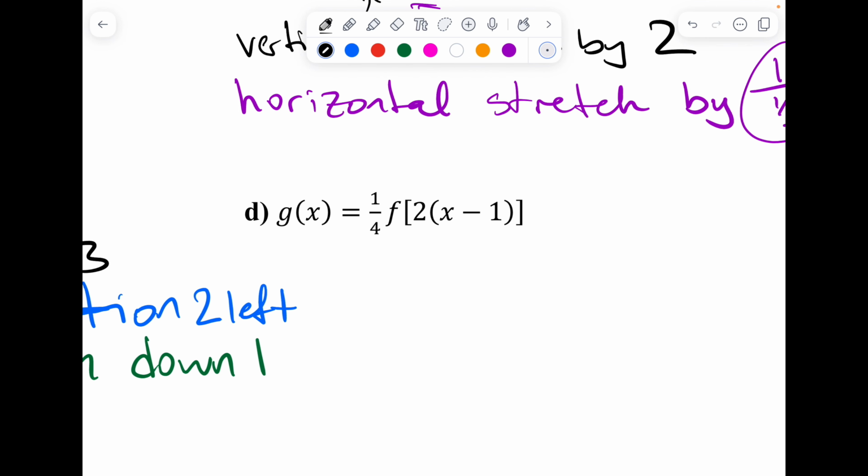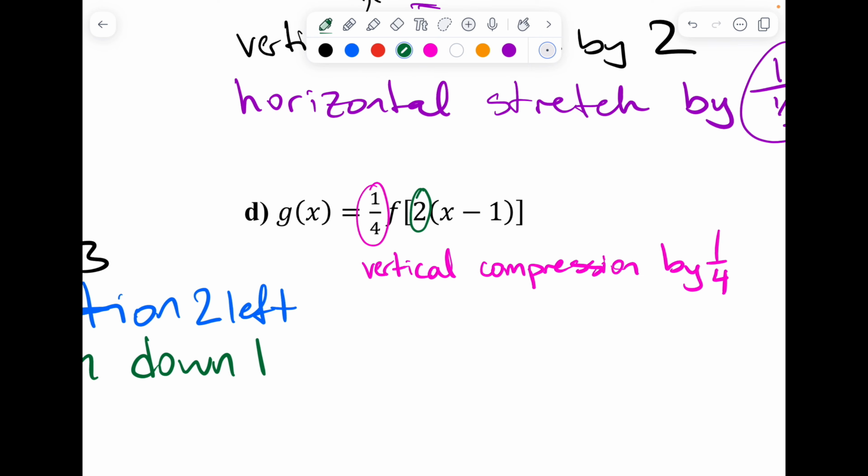So there's a few things. So first, let's deal with this 1/4. Well, the 1/4 is multiplying the whole function. So it's vertical. With the vertical things, it's exactly what it looks like. So because it's a quarter between 0 and 1, it's a compression by a quarter. Okay, let's look at the next multiplying dividing thing. There's a 2 that's multiplying the x. So because it's multiplying the x, it's horizontal.